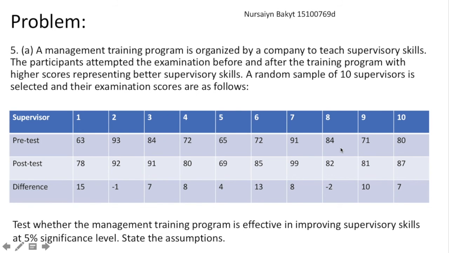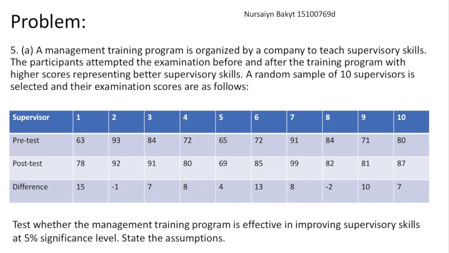Mock Paper 5, Question A. A management training program is organized by a company to teach supervisory skills. The participants attempted the examination before and after the training program, with higher scores representing better supervisory skills. A random sample of 10 supervisors is selected, and their examination scores are as follows. The table presents the number of the supervisors, the scores before the test, the scores after the test, and the difference in between. The question is to test whether the management training program is effective in improving supervisory skills at 5% significance level.